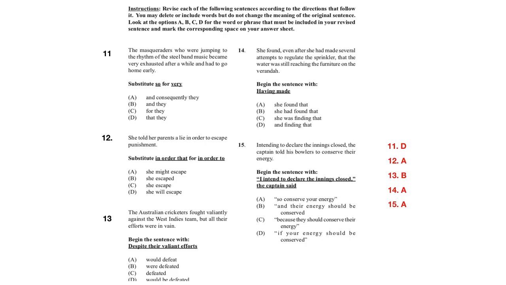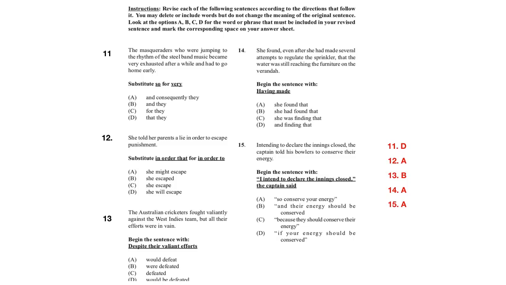Number 11, the masqueraders who were jumping to the rhythm of the steel band music became very exhausted after a while and had to go home early. So you're substituting so where very is. So you're taking out very and putting in so. That would now read, the masqueraders who were jumping to the rhythm of the steel band music became so exhausted that day. So the answer there is D, that they had to go home early.